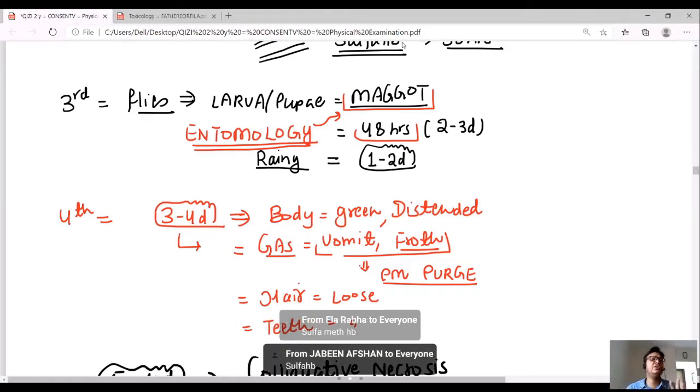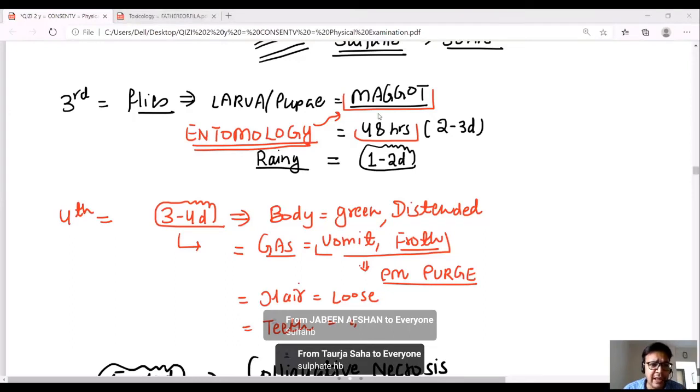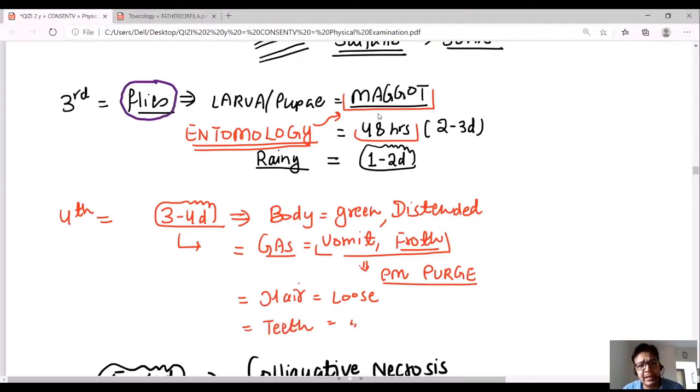Now, sir, the third change of the decomposition. What will happen? Flies will come on the body. The fly will lay larva and pupa. These larvae and pupae are known as maggots. So you will find maggots on the dead body.